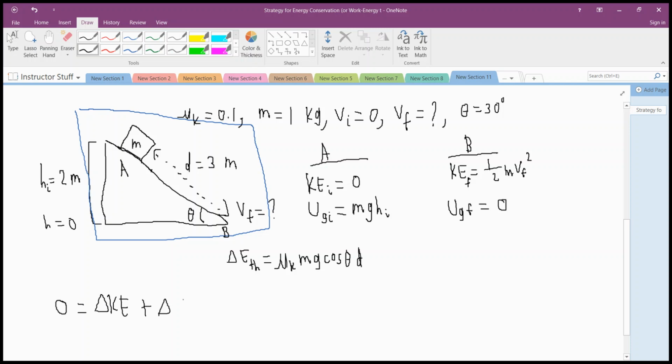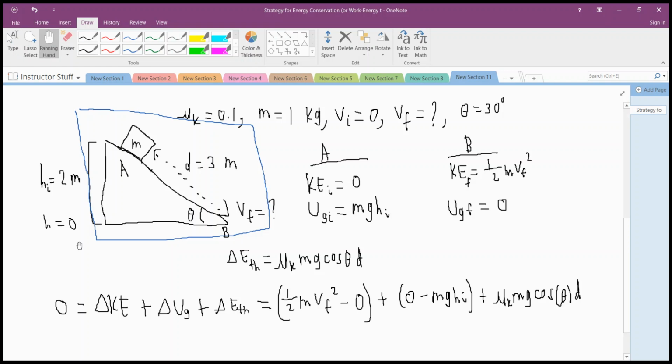All right, putting it all together then, energy conservation says 0 equals change in kinetic energy plus change in potential energy, plus change in thermal energy because of how we define our system. We then plug in the various quantities. We have 1/2 m v final squared minus 0. Our final potential energy is 0. Our initial potential energy is mg h i. And then we have our change in thermal energy. And there you have it.